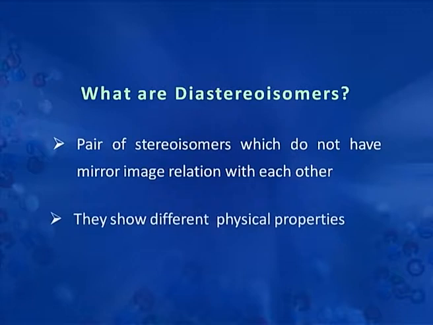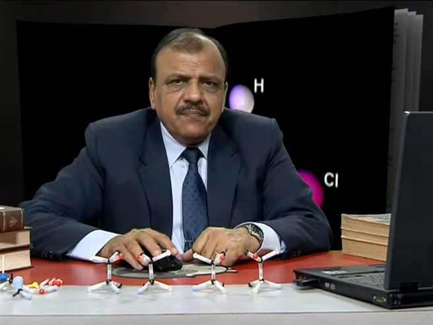mirror image. Diastereoisomers differ in their physical properties, whereas enantiomers have all their physical and chemical properties identical. They differ only in one property, that is called optical activity, whereas diastereoisomers differ in other physical properties also, like solubility, melting point, boiling point and so on. And this difference in their physical properties helps in the separation of diastereoisomers also.